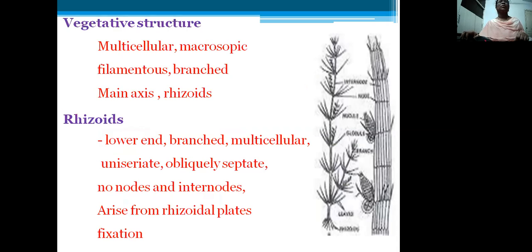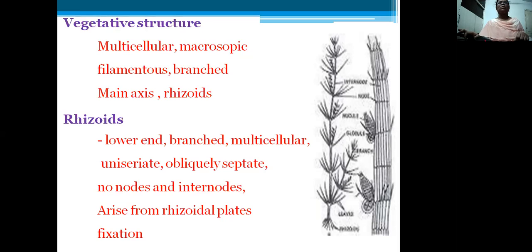Coming to the vegetative structure of the plant. This is an example of a filamentous chlorophycean member. It is a little bit more advanced than the lowest chlorophycean members like Volvox and Chlamydomonas. In this vegetative structure, the plant body shows the filamentous form. At the base of the axis, there are multicellular branched rhizoids which show oblique septa. They are colorless. They help in the anchorage of the plant.